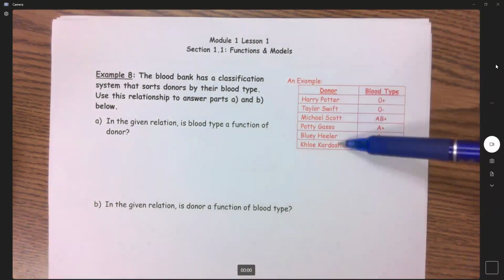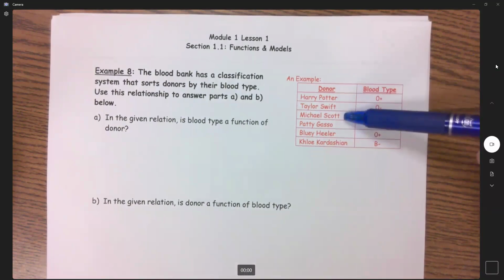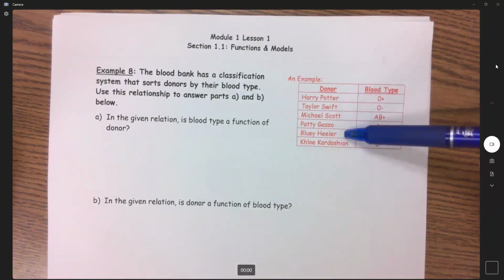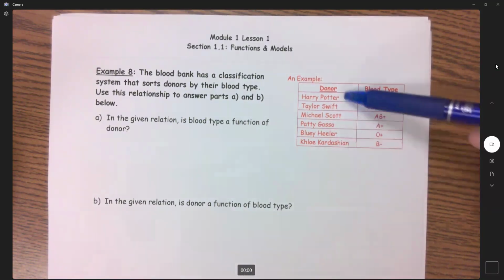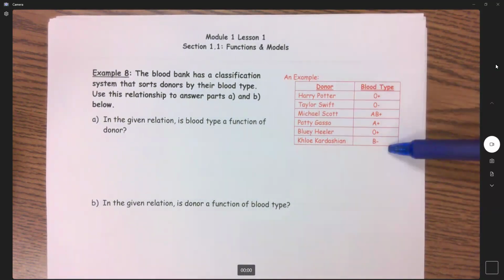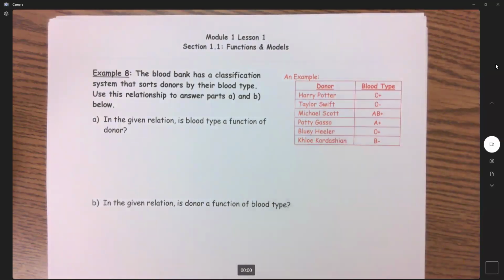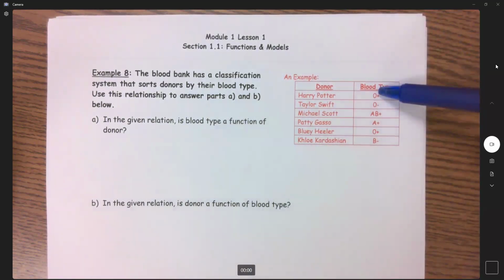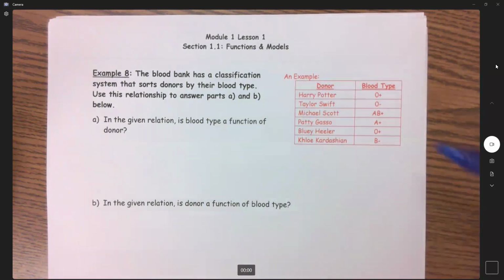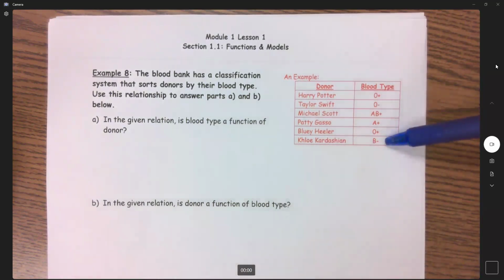If we have donors, and these are all kinds of things I'm into, we have Harry Potter, Taylor Swift, Michael Scott, Patty Gasso, Bluey Healer. For anybody that has kids, you know all about Bluey Healer, and then Khloe Kardashian. So we have these 1, 2, 3, 6 donors right here, and here are their blood type. Now, for the record, I made these up. So real people, I don't know what Taylor Swift's blood type is, or Khloe Kardashian, or Patty Gasso, but I just made up some things, okay? So here are some blood types of our different donors. So we have O positive, O negative, AB positive, A positive, O positive, B negative.